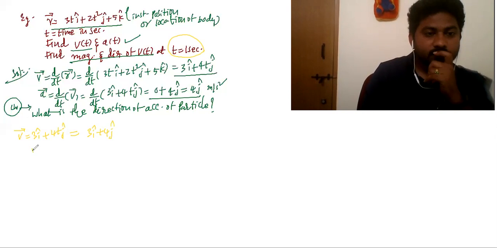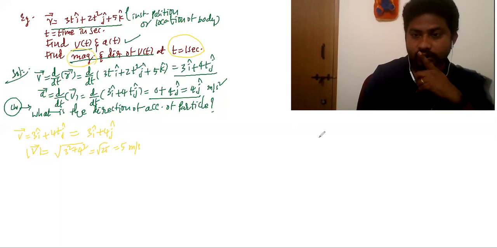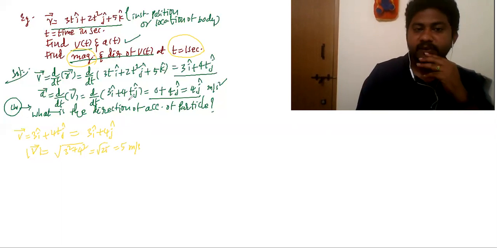So what is the magnitude? V bar mod is equal to root of 3 square plus 4 square. So this is 9 plus 16, so this is root 25. So I got 5 meters per second as the magnitude of the velocity. Let's take a red color. So V is equal to 5 meter per second here.